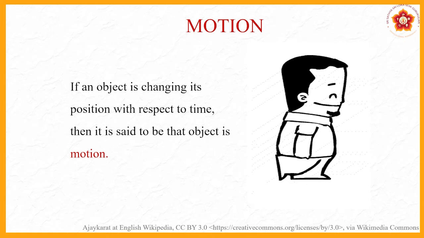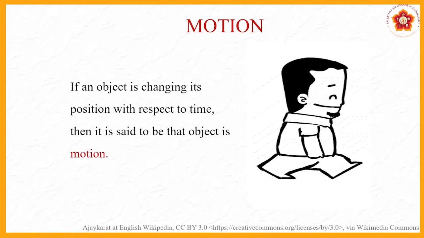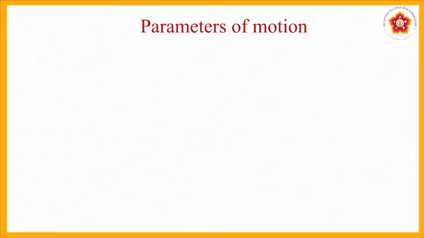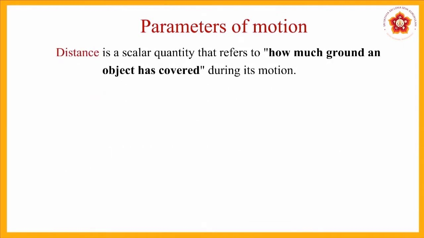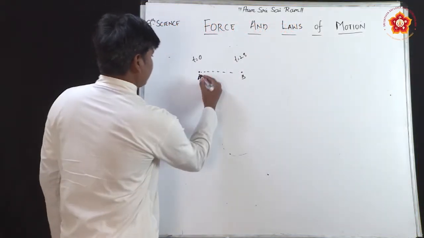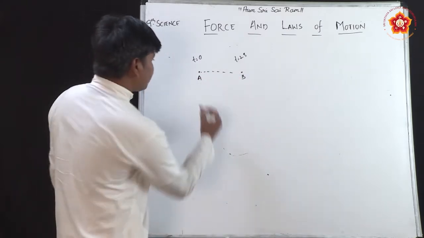Our next question will be, how far did he go? How long did the time take for him to travel? So let us go and explore it. These are called the parameters of motion, right? First parameter is the distance. What is distance? Distance is the scalar quantity that refers to how much ground an object has covered during its motion. The same example we can take here. This is the starting point A and the ending point B. So how much ground has it covered?